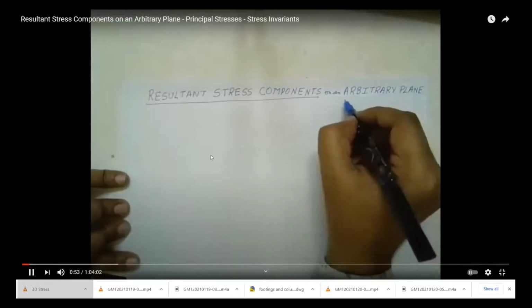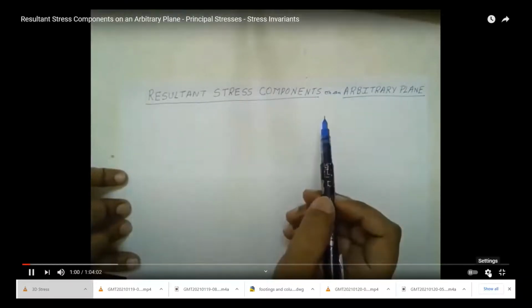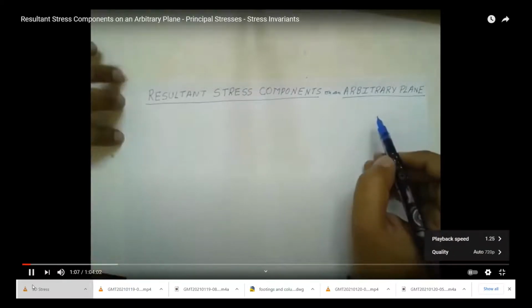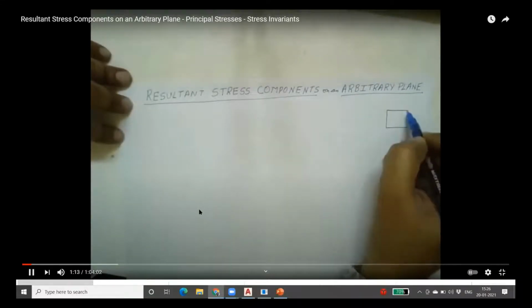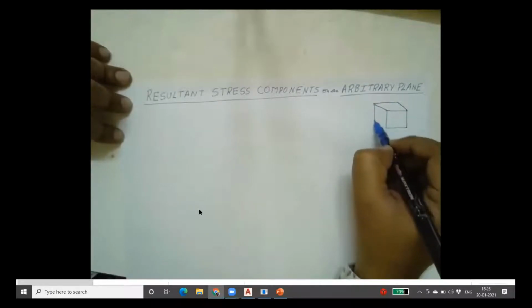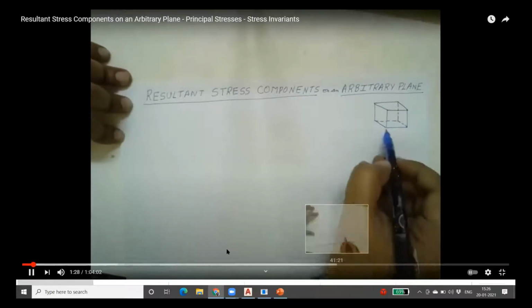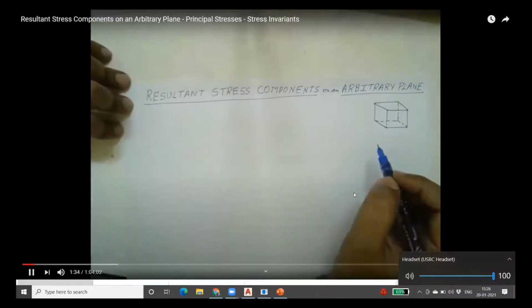So resultant stress components on an arbitrary plane. So what is an arbitrary plane? What is the meaning of arbitrary plane? If you have a cube, I hope the audio is clear. This is a cube. You can consider any plane at any orientation. Okay, that any plane considered arbitrarily, it is called as arbitrary plane.